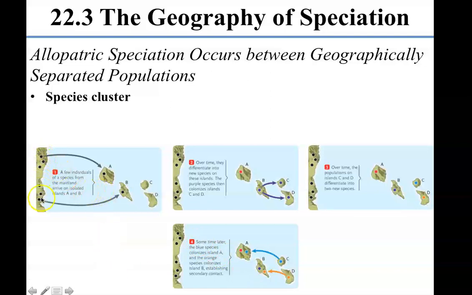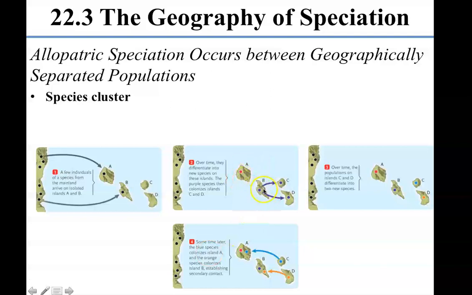We've got members of a species on a mainland, and then for whatever reason, a few of them land on two of these islands. Maybe a storm blew them out there, or they migrated, or whatever. And then over time, because they're allopatrically separated on different islands, they become two different species.